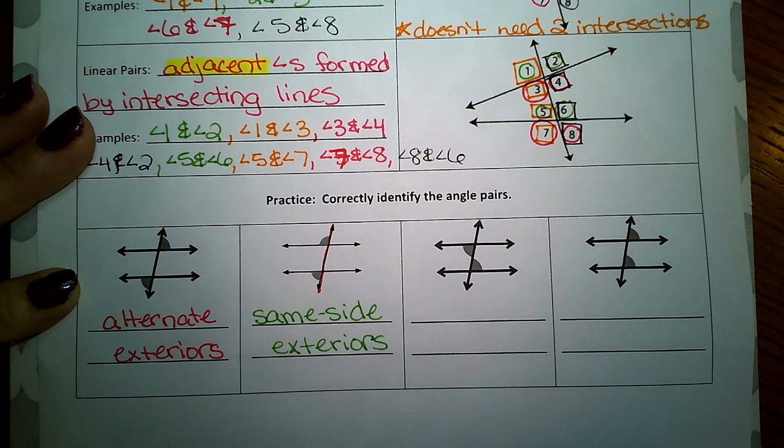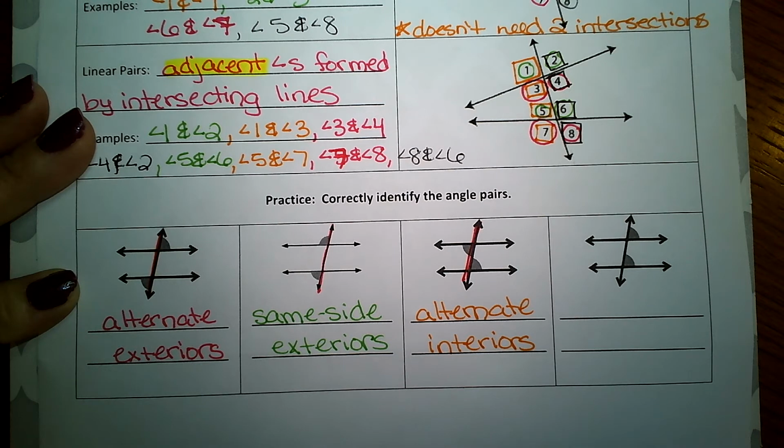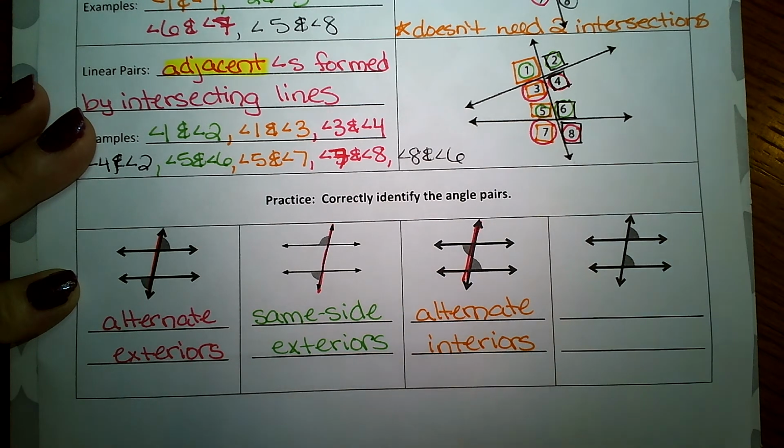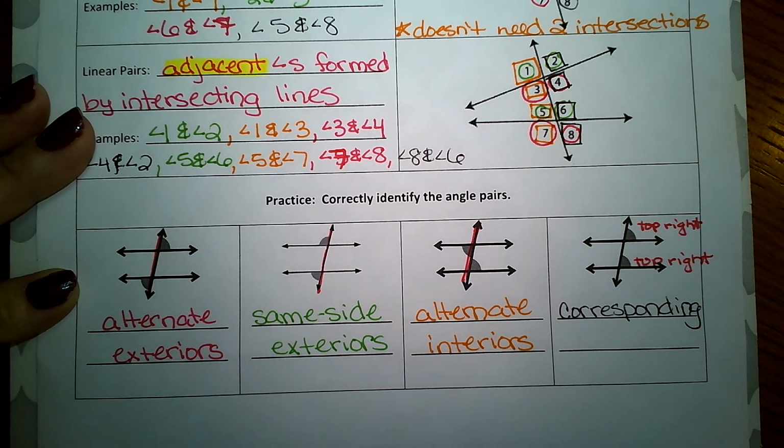Try the next one. This is an alternate interior set of angles. They're on opposite sides of the transversal and on the inside of the horizontal lines. And now you have one more to try. This last set is a set of corresponding angles. They are both on the top right of their intersections. Corresponding means same position, different vertex.